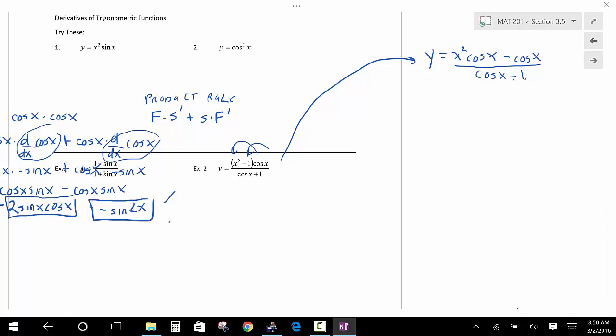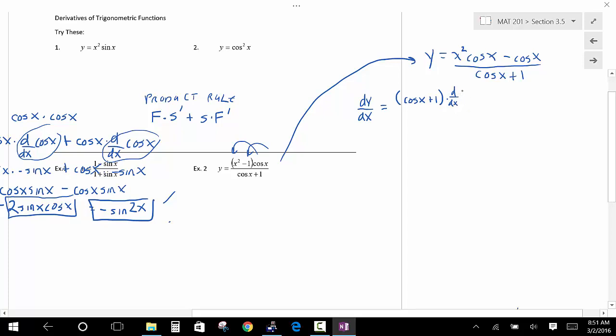Now this is a little messier than the other ones. When we do the derivative, the first thing you want to do is get this set up in the quotient rule. So you're going to take the bottom, which is cosine x plus 1, and multiply that by the derivative of the top. And this is going to get, unfortunately, a little messy.